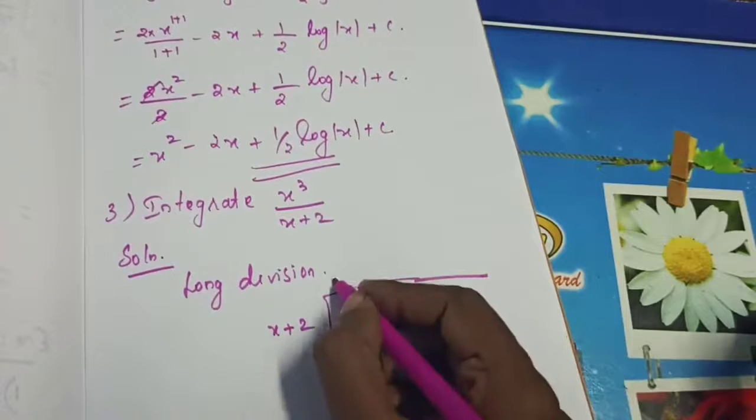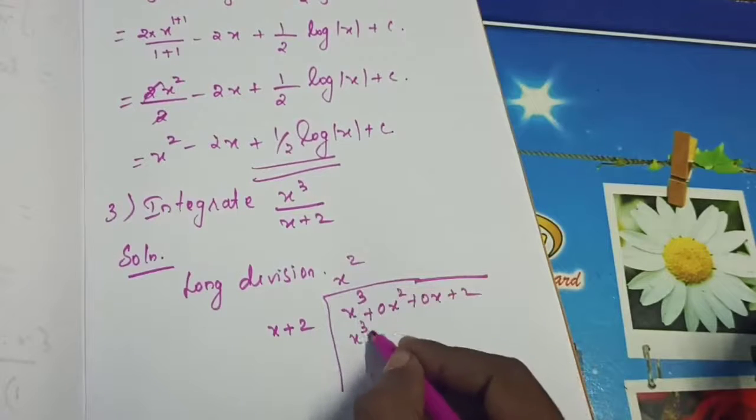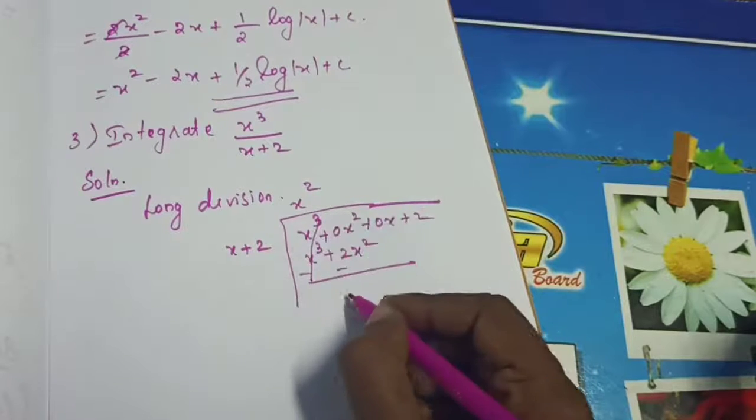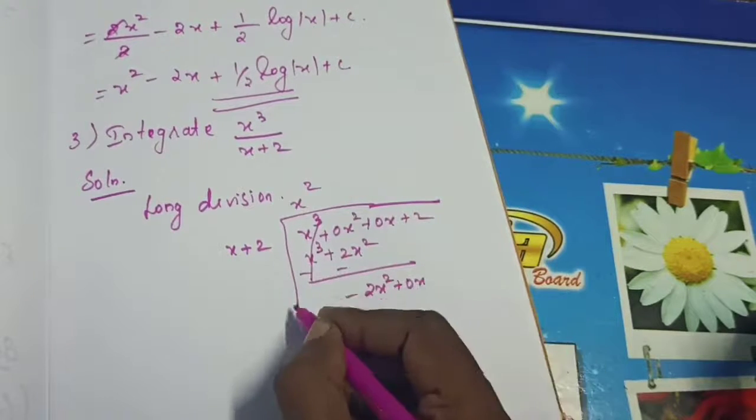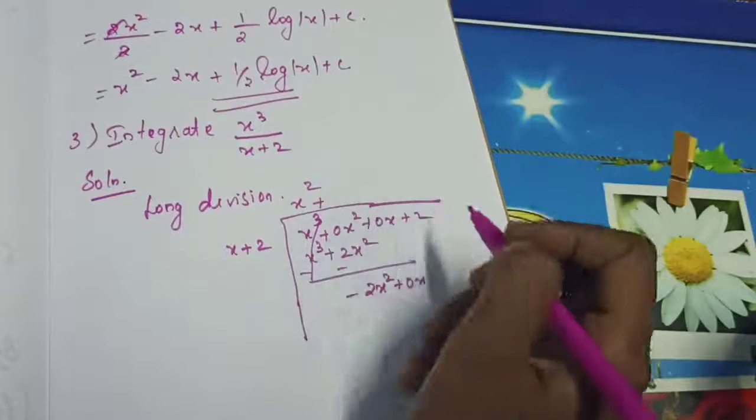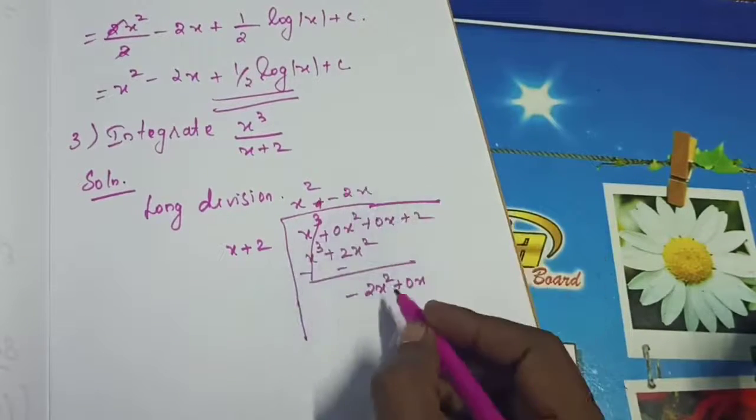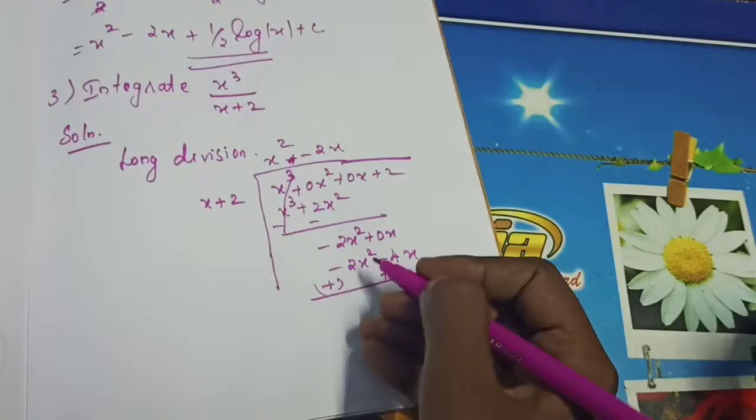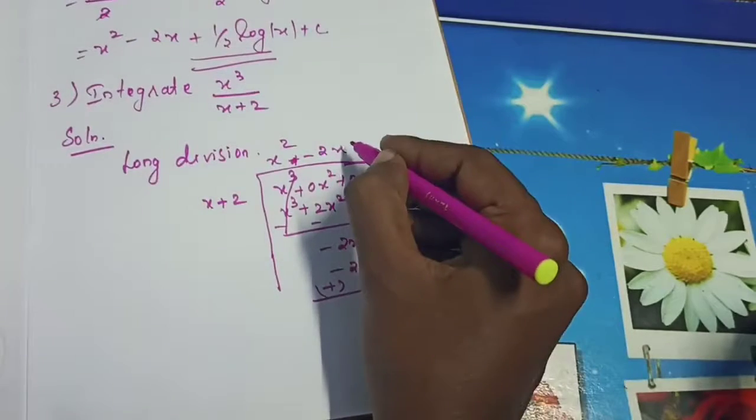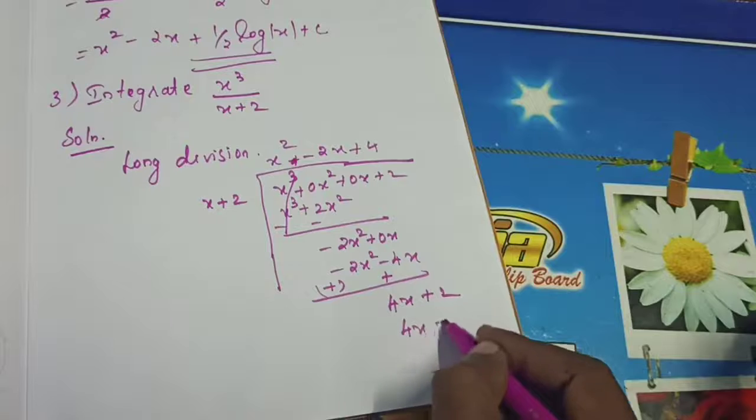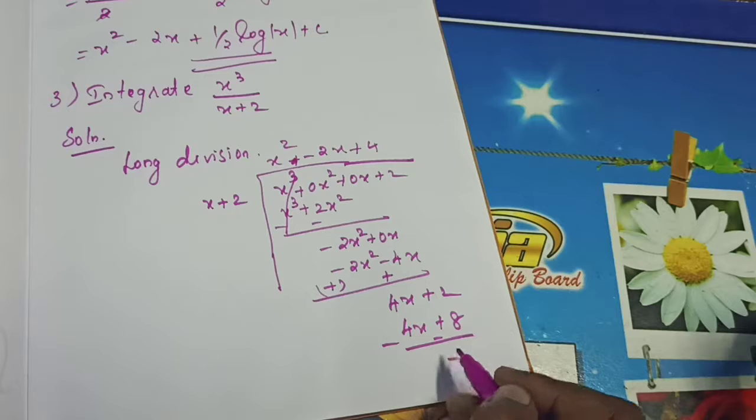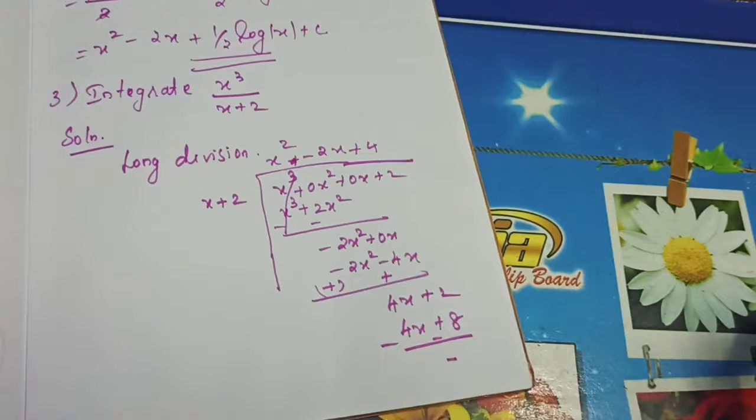Now, x cube divided by x gives x square, so x cube plus 2x square. Change the sign to minus minus, so this term gets cancelled. Minus 2x square plus 0x. Bring this down. The next term, how much will you put? Minus 2x you will put. So minus 2x times x plus 2 gives minus 2x square minus 4x. Change the sign to plus plus. So plus 4x plus 2. Now plus 4, so 4x plus 8. Change the sign. Now if you cancel, what do you get here? Minus. Is it right? What's the balance? Minus 6.